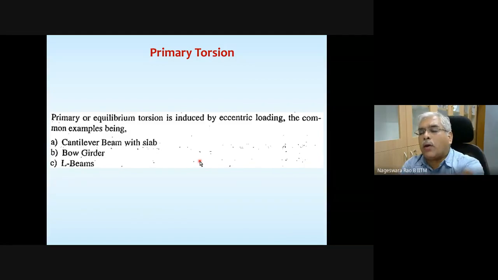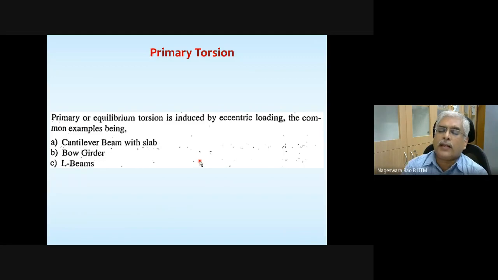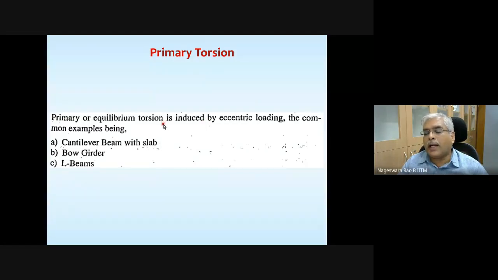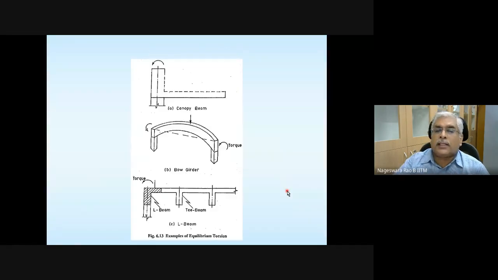Irrespective of whether torsion is arising because of equilibrium or compatibility, we need to estimate the torsional moment, and as far as design is concerned, it should be as per whatever we discussed just now. Just for completeness, or to understand how this torsion is going to arise in RC members, we are discussing all this. The primary or equilibrium torsion is induced by eccentric loading. When the load is eccentric, or let me show you some examples, you will understand better.